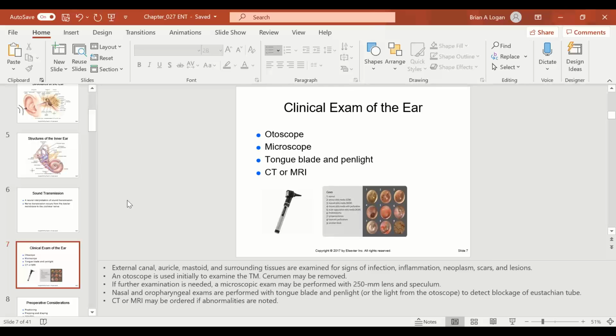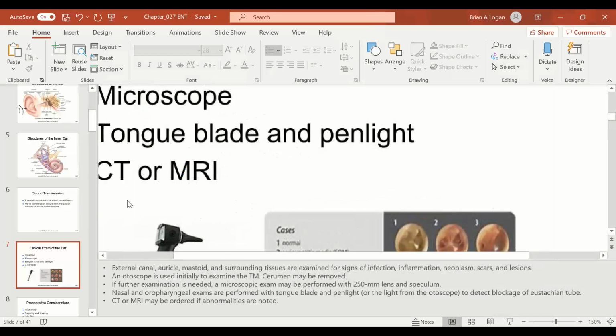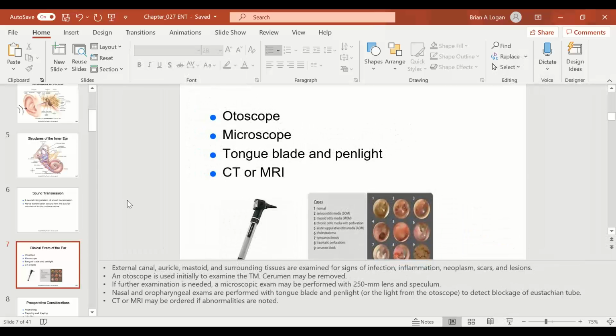We've got to figure out what's going on with the ear, right? This patient comes in complaining of pain or they can't hear out of one ear. We've got to check it out. So there are a few ways that we accomplish this. Let me zoom in a little bit there.